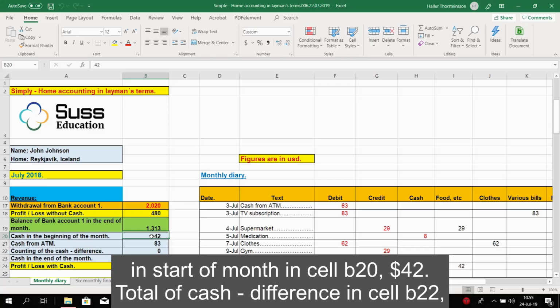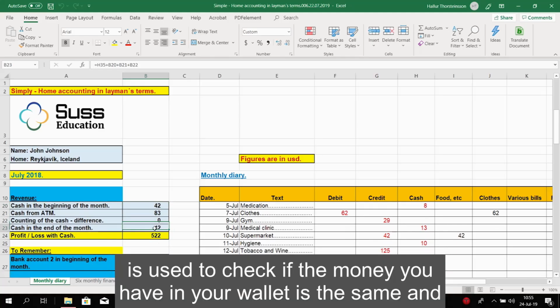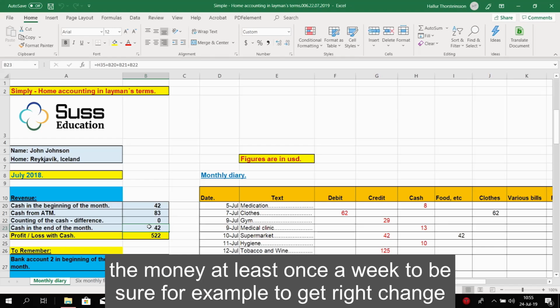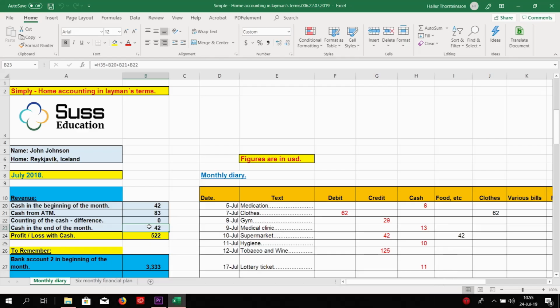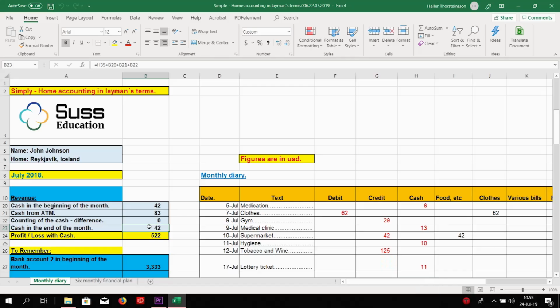Total cash difference in cell B22 is used to check if the money you have in your wallet is the same as the cash at the end of the month in cell B23. It's a good habit to count the money at least once a week to be sure, for example, to get the right change back when you shop. Remember to always take receipts.